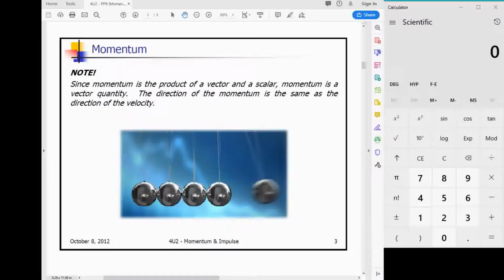So momentum is a vector quantity because velocity is a vector. The mass is a scalar, but because we're multiplying a scalar by a vector, our momentum is a vector quantity. So direction is important for momentum problems, and momentum problems get a bit more difficult the more dimensions we start to introduce to those problems.